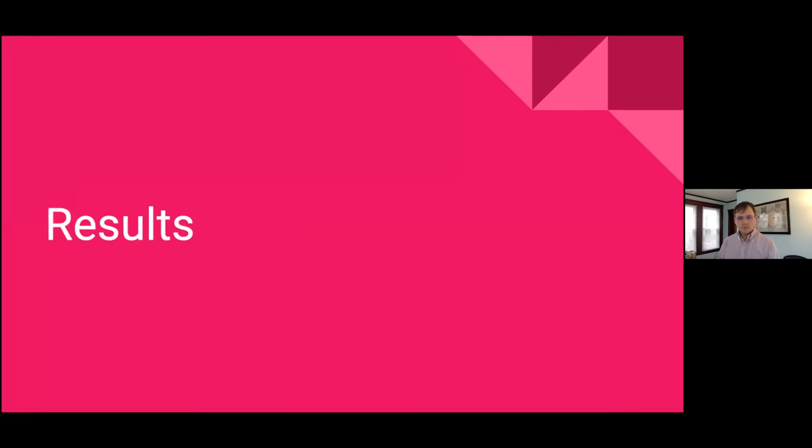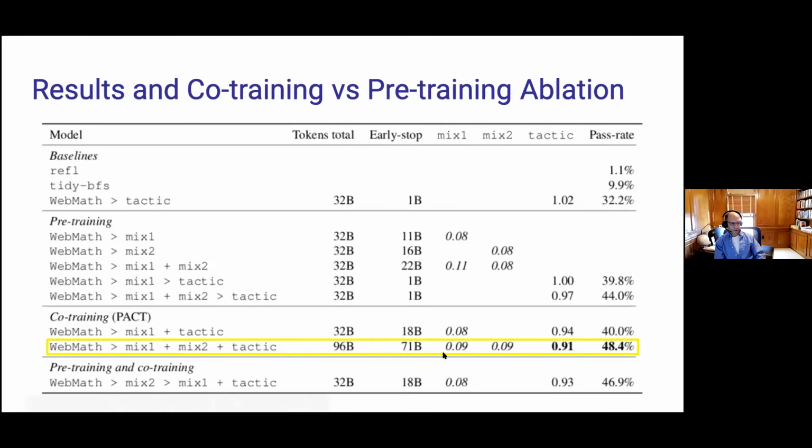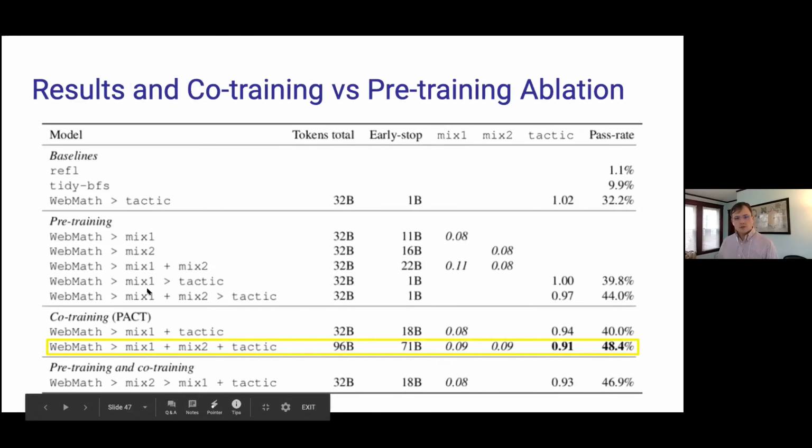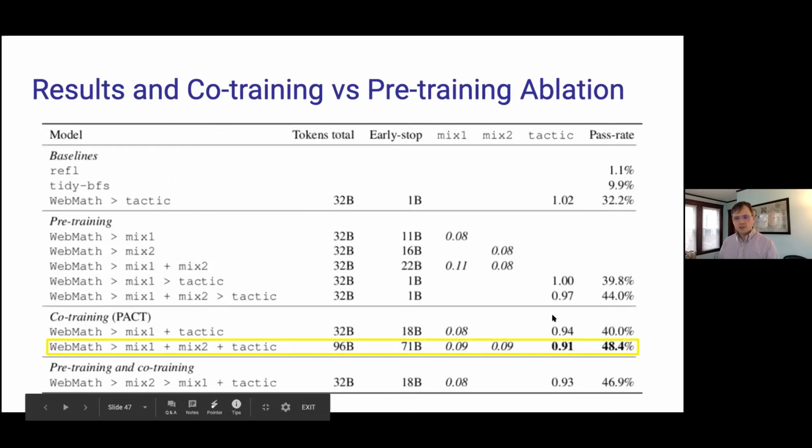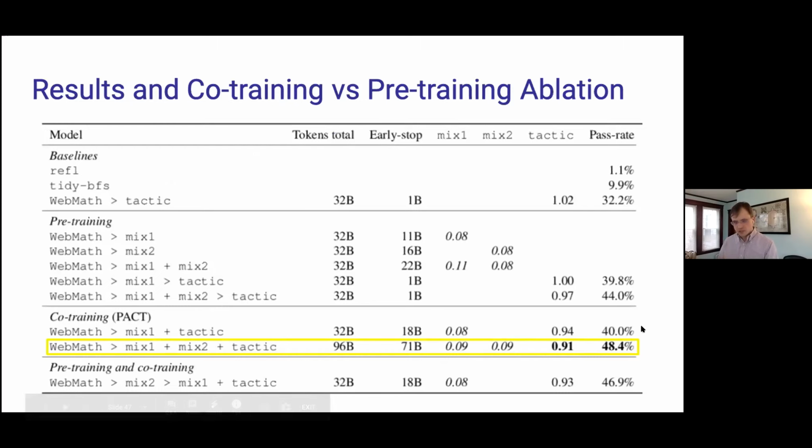And then we did show also that it helps to have both. Right here, we trained a model that just has mix 1, so just the augmenting of the tactic data. And that, again, doesn't do as well as adding in these other auxiliary tasks like elaboration and premise selection and things like that.